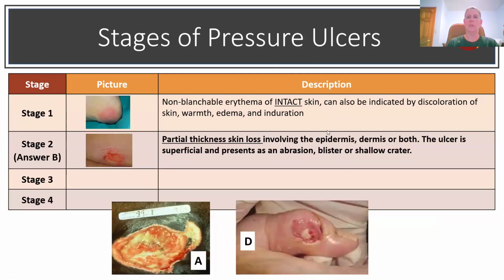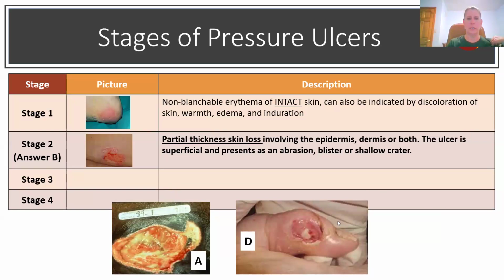Okay. So this is a partial thickness skin loss. It involves the epidermis, the dermis, or both. What I tell my students is there's no measurable depth. They're very shallow. Could just be an abrasion, a blister. So a blister is a stage 2. It's not a stage 1. You might say, oh, but if it's a blister and it's not open, that's a stage 1. It is a stage 2 because eventually that skin will come off. So they put it as a stage 2.